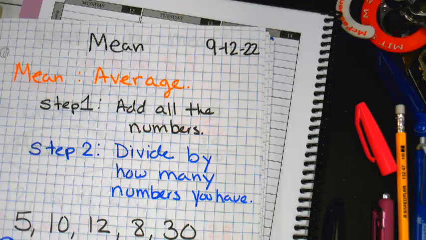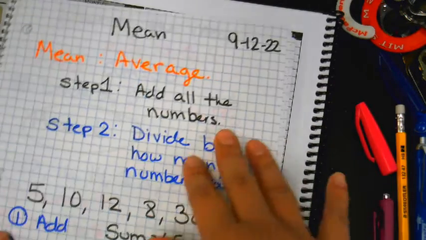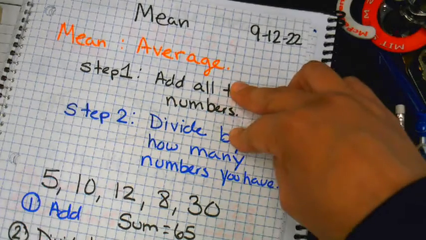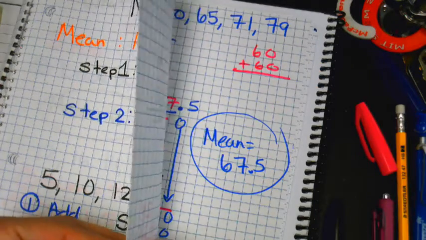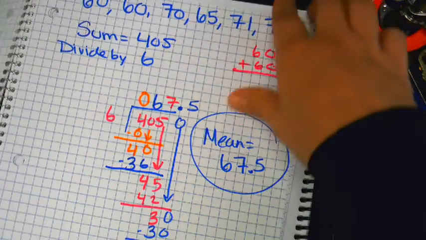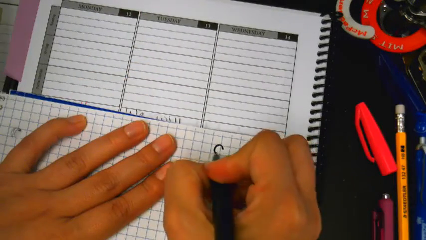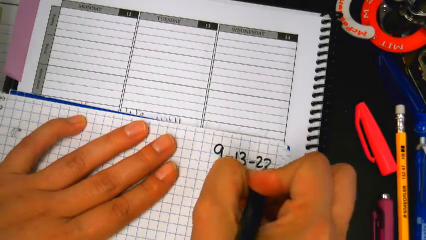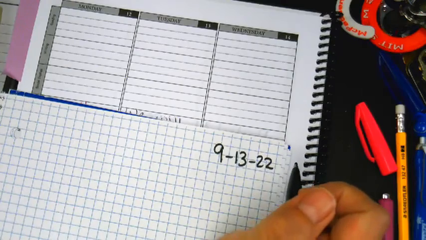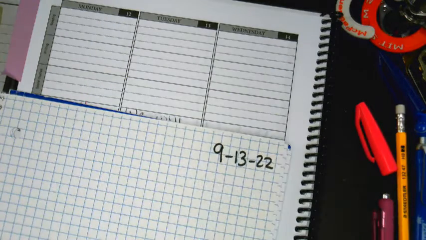All right. So yesterday we talked about and learned about the mean. We realized that there's 2 steps for the mean. And we did a couple problems on the mean, which is fantastic. Today we're going to write down the date, 9/13/22. And I am going to teach you, for some of you, review the median.